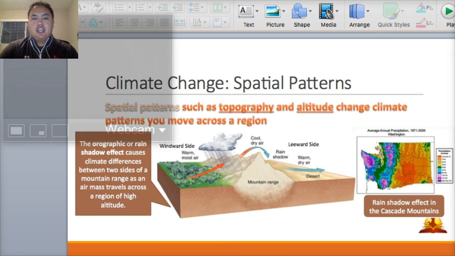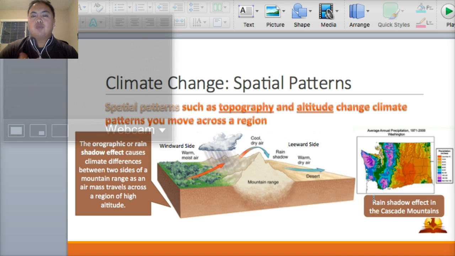Climate change is basically spatial patterns based upon topography and altitude. Okay, so one example that you should have read about is called the rain-shadow effect. The rain-shadow effect is basically when you have a mountain range, you tend to have one area that gets all the rain and the precipitation, so this side, and on the other side, they call it the shadow, the rain shadow, gets really nothing.